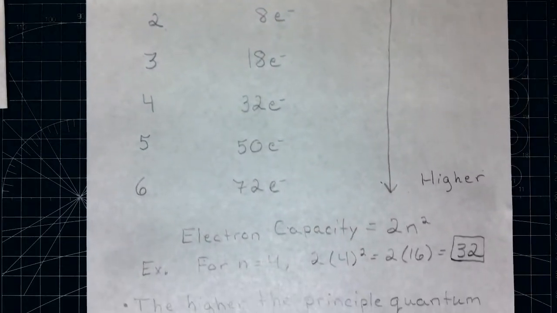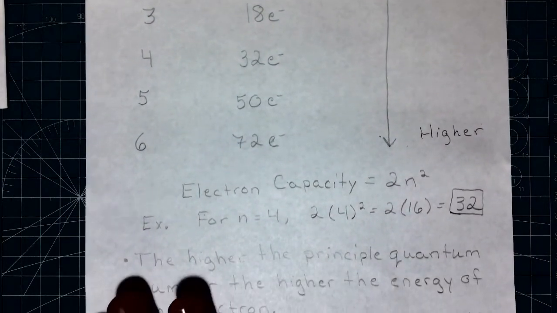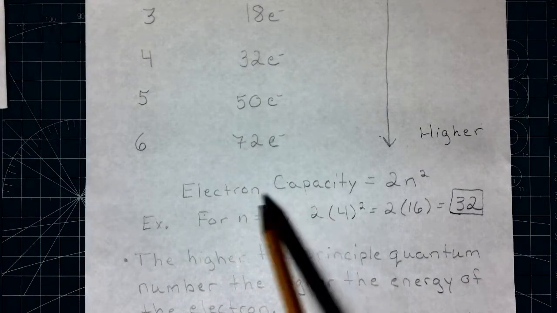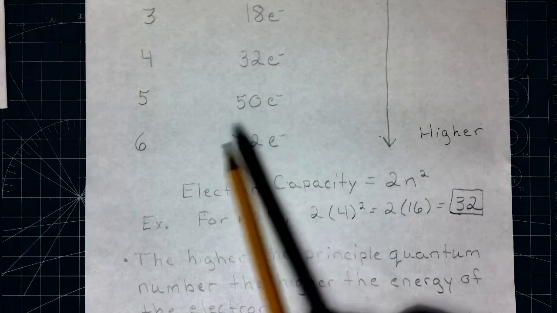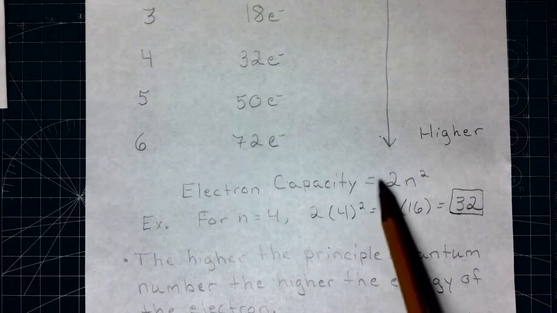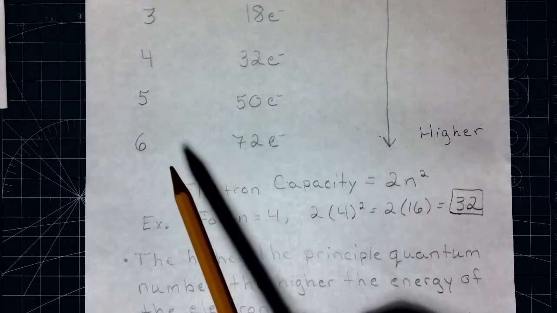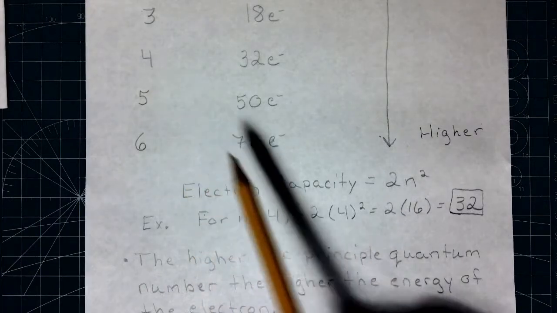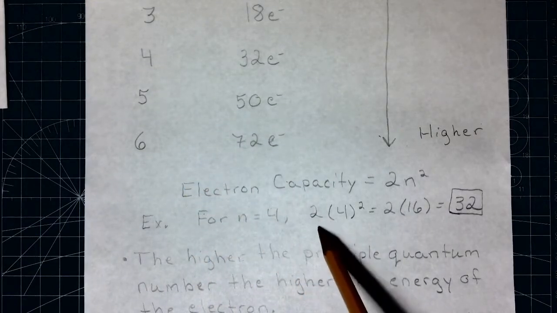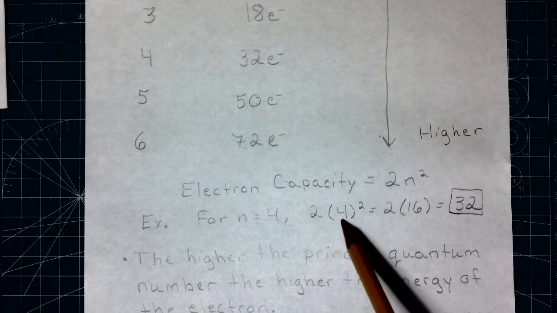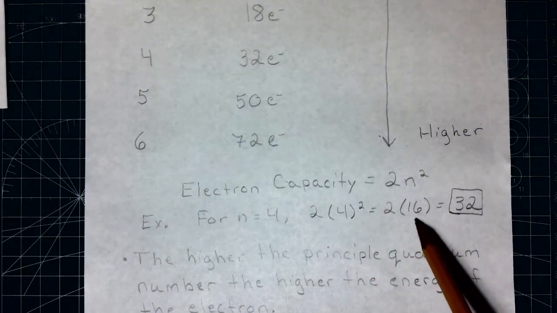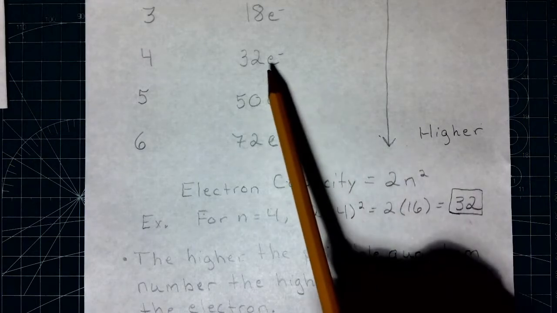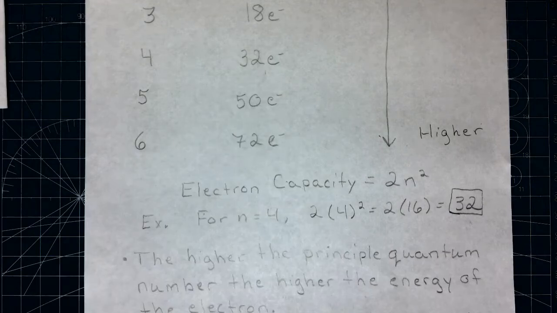There's a rule for how many electrons can fit in an energy shell. That's where I'm getting these numbers from. And the rule is that the electron capacity for any one shell is going to be equal to 2 times n, the shell number, squared. So for instance, for shell number 4, we have n equals 4. We have 2 times 4 squared. 4 squared is 4 times 4, or 16. We have 2 times 16. 2 times 16 is 32. And we can fit 32 electrons in there.